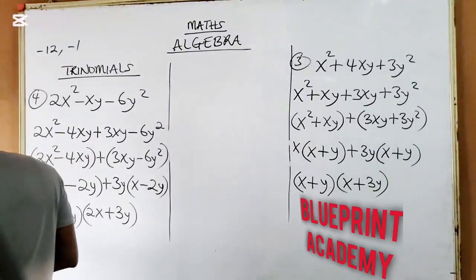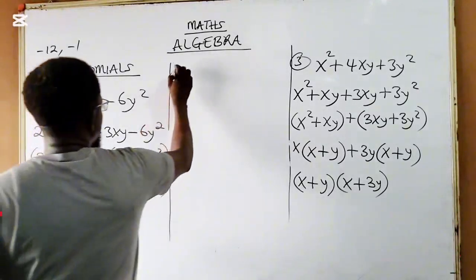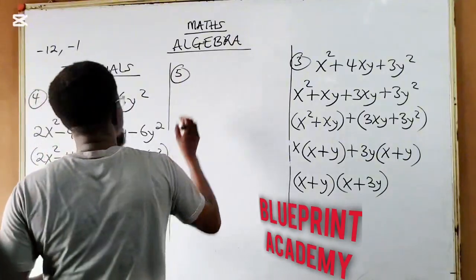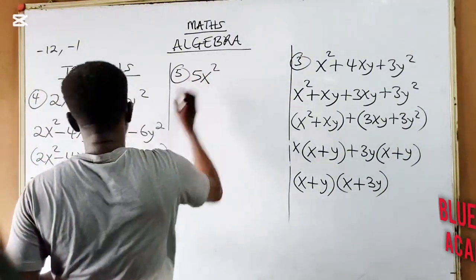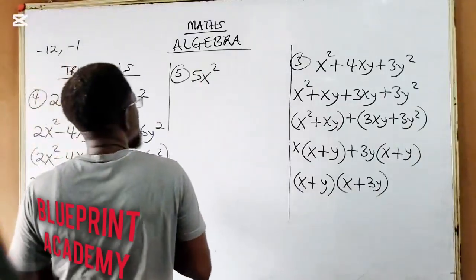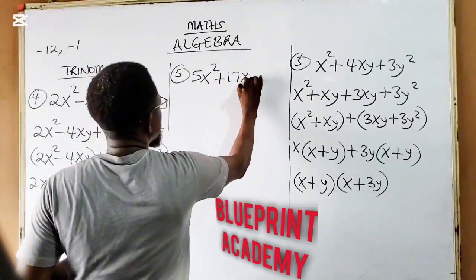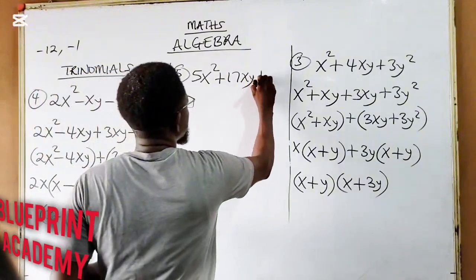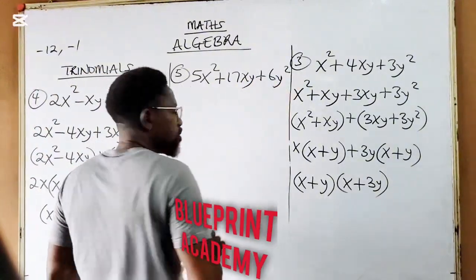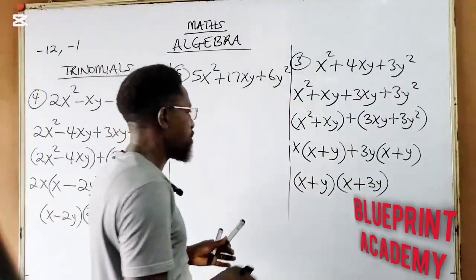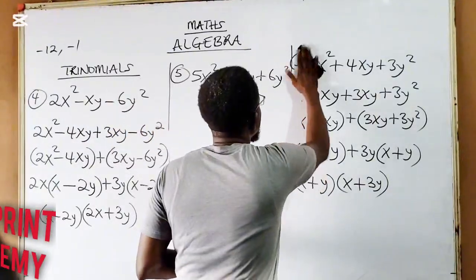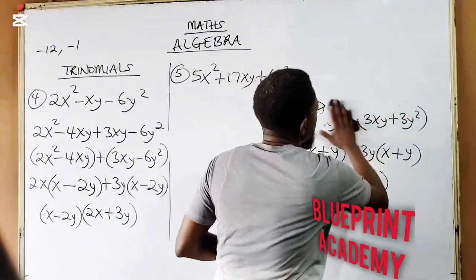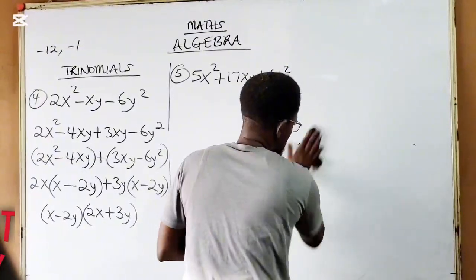Let's take a look at example 5. Let's see one more example on this. 5x squared plus 17xy plus 6y squared. What you should do at this point first is to pause this video. Pause the video and see if you can solve this question entirely on your own before looking at the solution to the question.